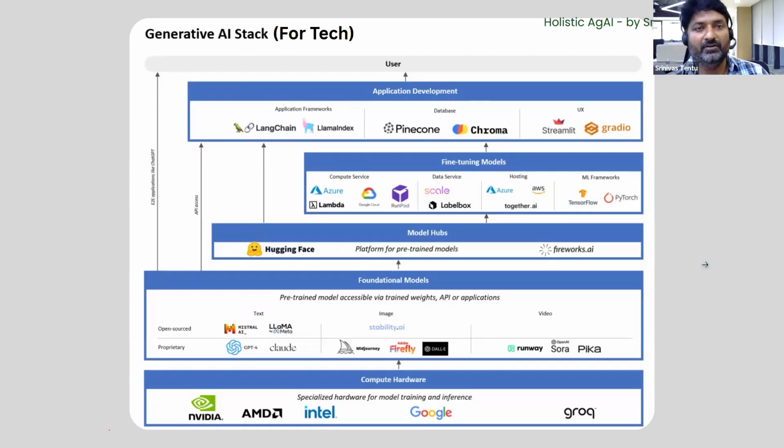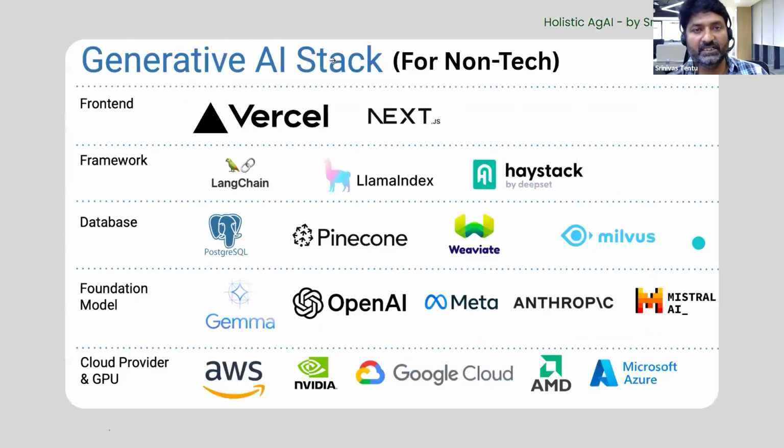You ask, right? No, I'm not a technology guy, but I want to develop an application. This is where the generative AI stack for non-tech people means simply you can go to Lovable or somewhere and you can build the application. But is this everything? No, this is not. This is one part of the big picture, the 12 pillar holistic AI framework.